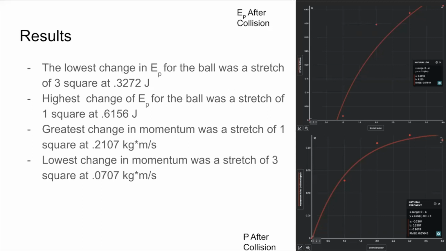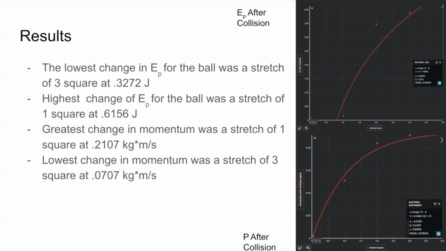Shown here are various results for the collisions for each of the 4 quantitative categories. We found that the lowest change in potential energy for the ball was a stretch of 3 squares at an energy of 0.3272 joules. The highest change in potential energy for the ball was a stretch of 1 square at 0.6156 joules. The greatest change in momentum was again that stretch of 1 square at 0.2107 kilograms meters per second. And the lowest change in momentum was a stretch of 3 squares at 0.0707 kilograms meters per second.